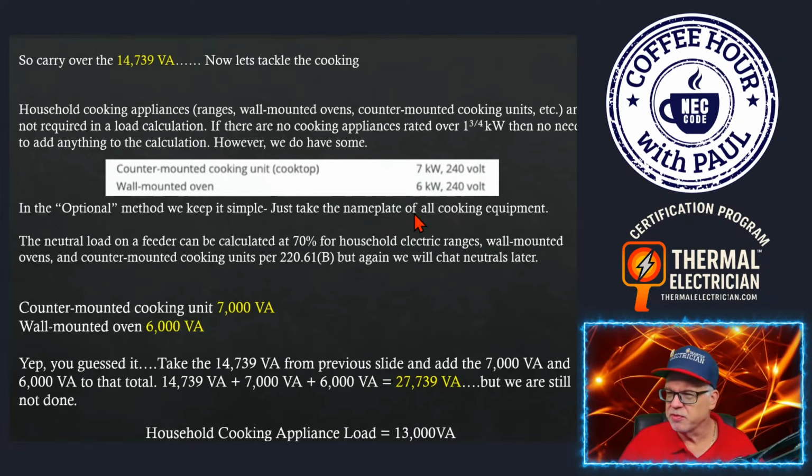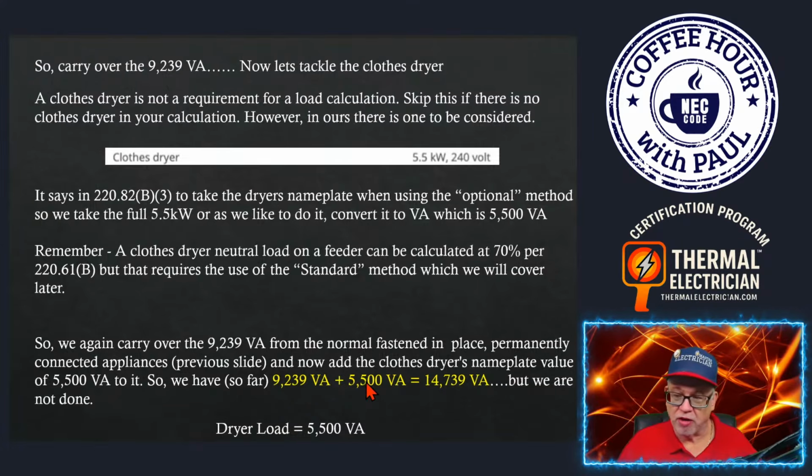So remember that 9,239 right here. We're going to take that from the carryover and add it to 5,500, which is that dryer. So 9,239 plus 5,500 equals 14,739. And that's what we have, 14,739 right here. There we go. All right. We're carrying that 14,739 over, folks. We're just going through the process.